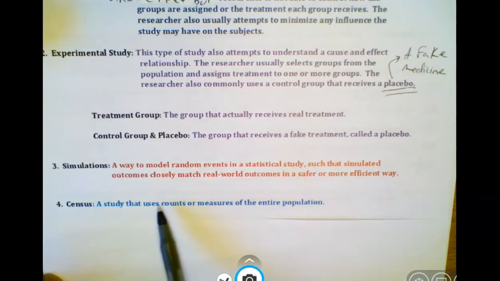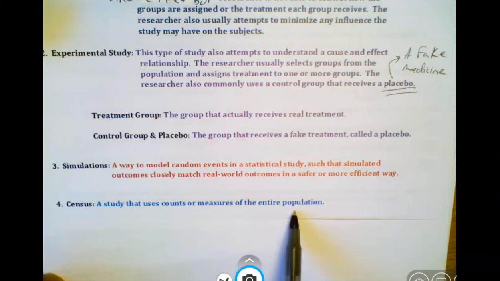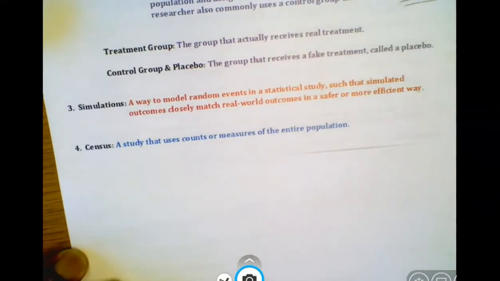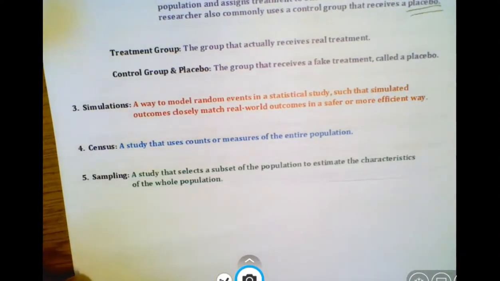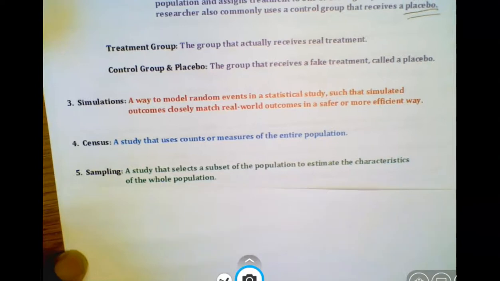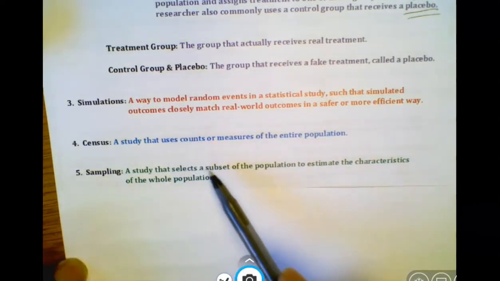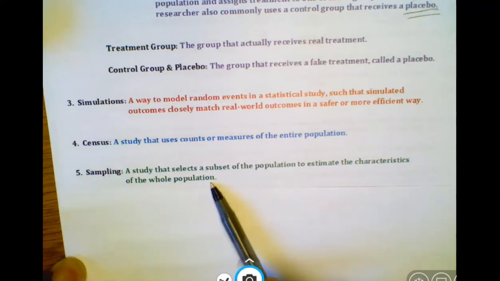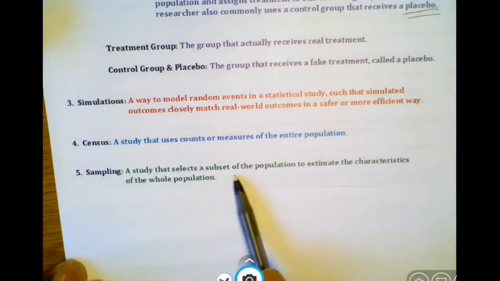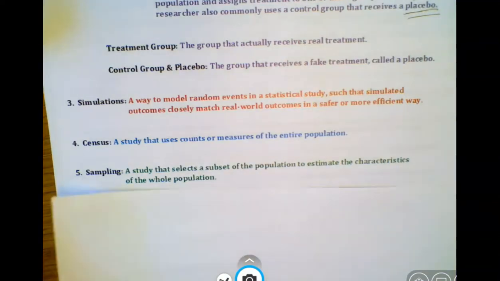The next one is a census. A census is a study that uses counts or measures of the entire population. All right, so a census is part of a parameter or parametric study. Going on to the next one, sampling. Sampling is a study that selects a subset of a population to estimate the characteristics of the whole population. So this is all about statistics. We take samples to figure out what the whole population thinks about a certain candidate or something else.